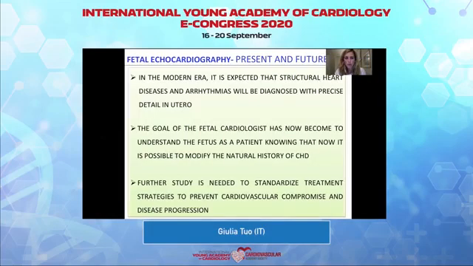So I'm going to conclude that in the modern era, it is expected that structural diseases and arrhythmias will be diagnosed with precise detail in utero. But the goal today, the goal of the fetal cardiologist, has become to understand the fetus as a patient, knowing that now it is possible to modify the natural history of CHD. And further study is needed to standardize treatment strategies to prevent cardiovascular compromise and disease progression. Many thanks.